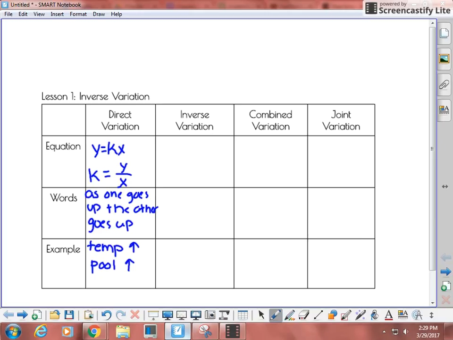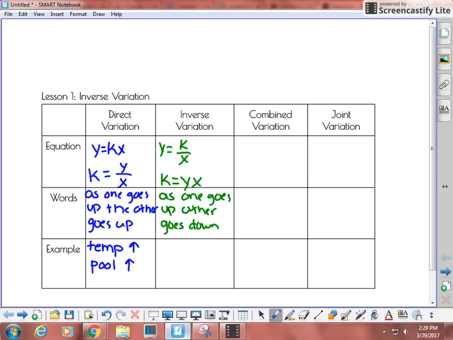Okay, so next is inverse variation. Inverse, the equation is y equals k over x. So if I wanted to get the k by itself in this one, my k would equal y times x. This one, as one goes up, the other goes down.